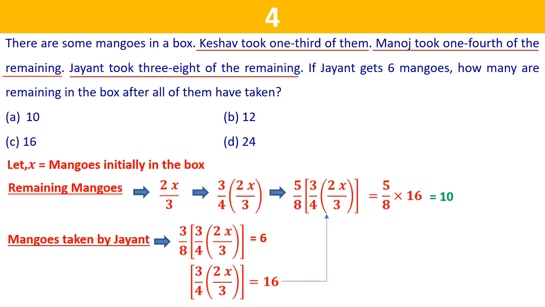This is the answer, as it is asked how many are remaining in the box after all of them have taken. So 10 mangoes are now remaining in the box. Option A.